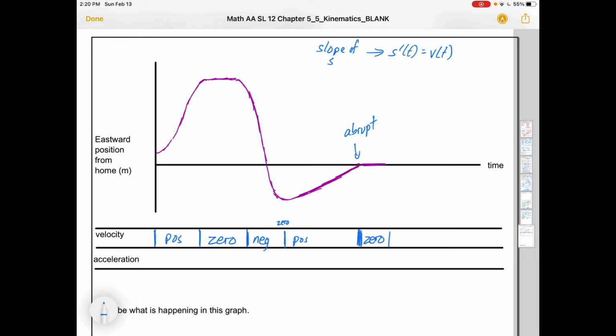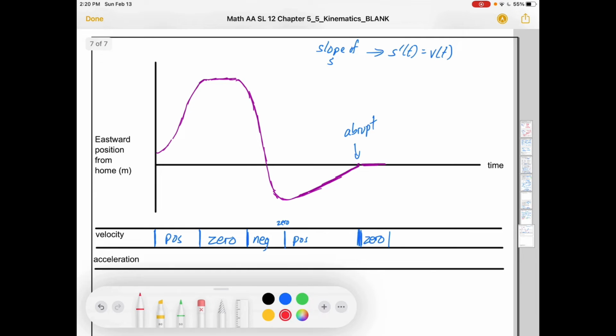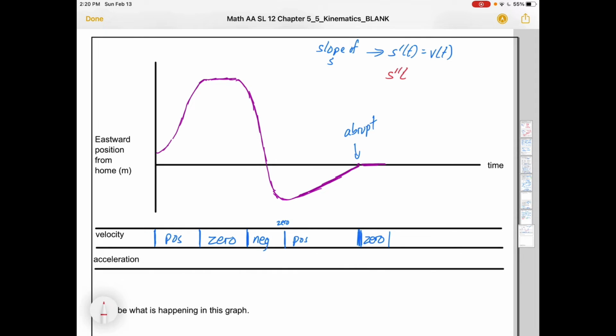Now, acceleration is maybe a little trickier. So S double prime is equal to V prime is equal to A of t. Acceleration, in other words, is the concavity of S. So let's read this. That function starts concave up, but it only lasts so long. So concave up, that means acceleration is positive. Concave up on the original.